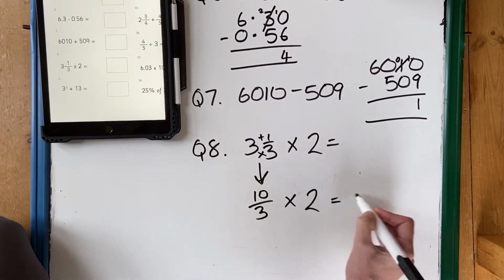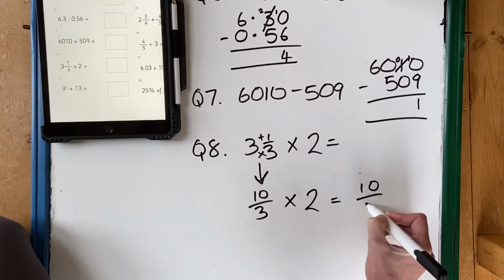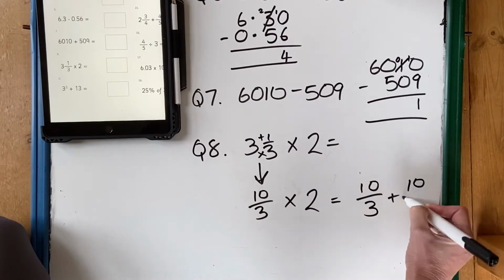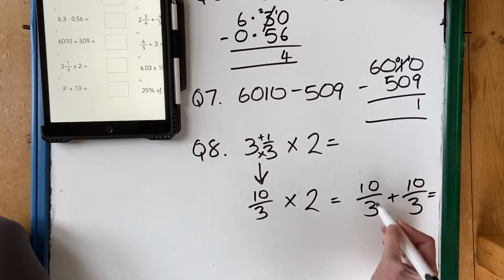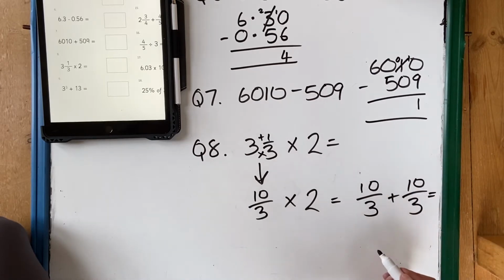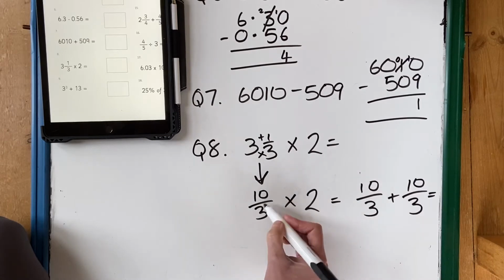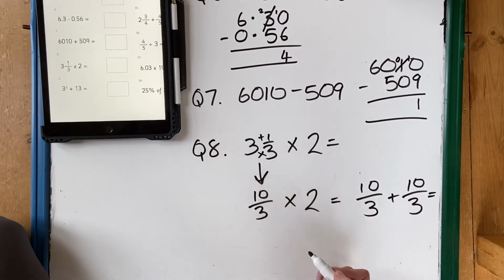So 10 thirds 2 times is the same as doing 10 thirds, add 10 thirds. So what is your answer there? 10 thirds add 10 thirds is what? Or 10 thirds 2 times is what?